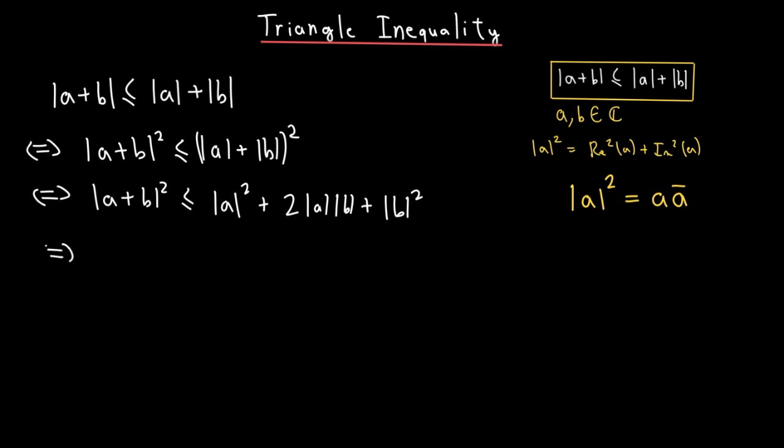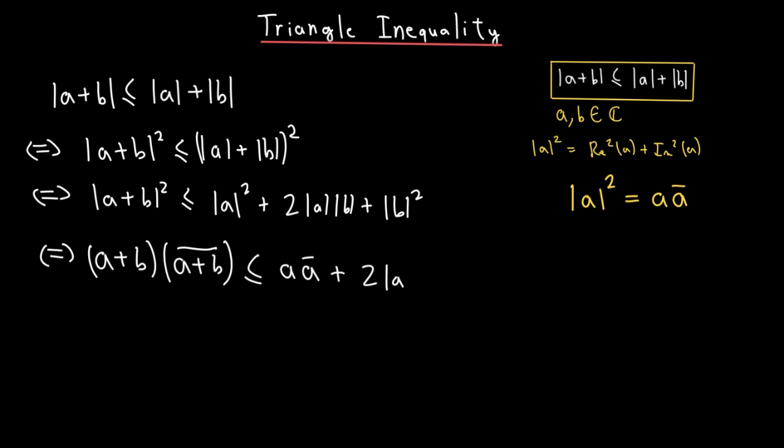Indeed, the modulus of a plus b squared is a plus b, multiplied by the conjugate, which is the conjugate of a plus the conjugate of b, and the modulus of a squared is also a times its conjugate, plus 2 times the modulus of a times the modulus of b, plus b times its conjugate.